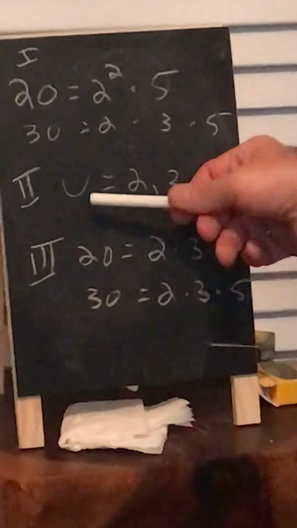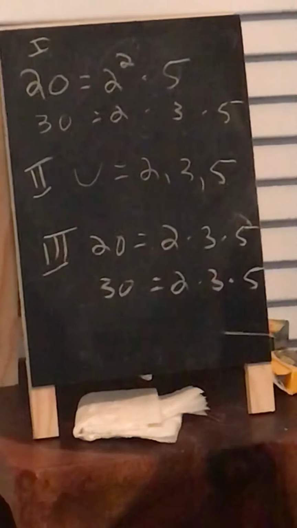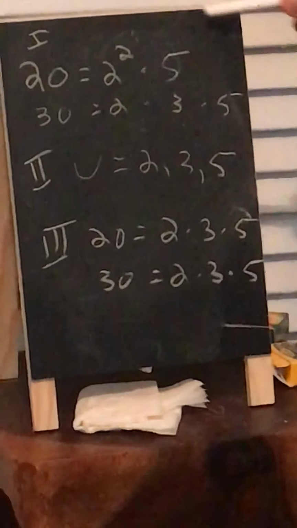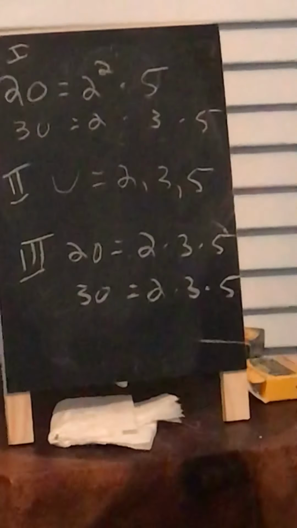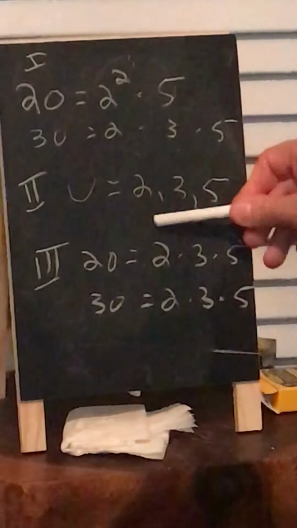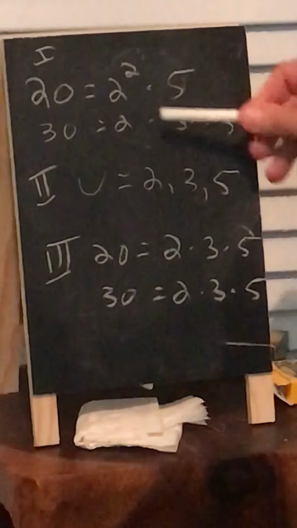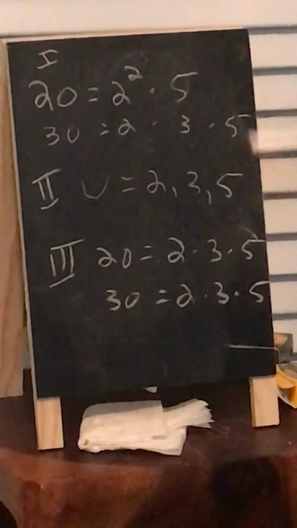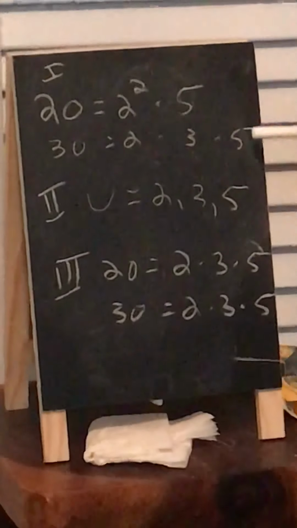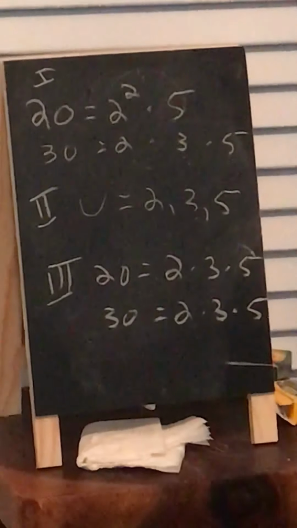So the second step is to say, what are all the primes, not the exponents, what are all the primes that I'm using in both numbers? Well, I got a 2, a 3, and a 5. Here's a 2, there's a 2 again, I don't need repeats. There's a 3, there's a 5, and another 5 that's repeating.